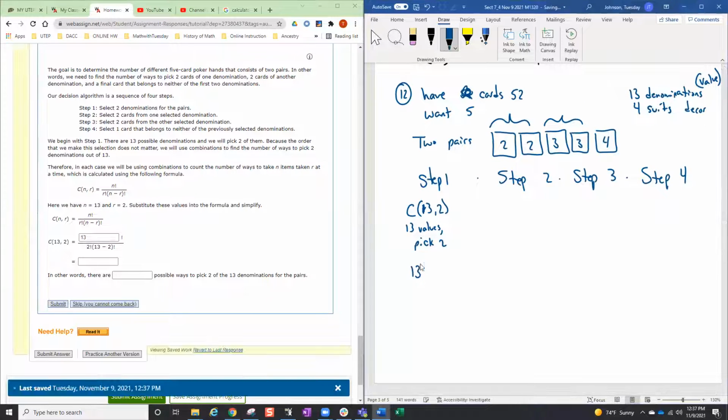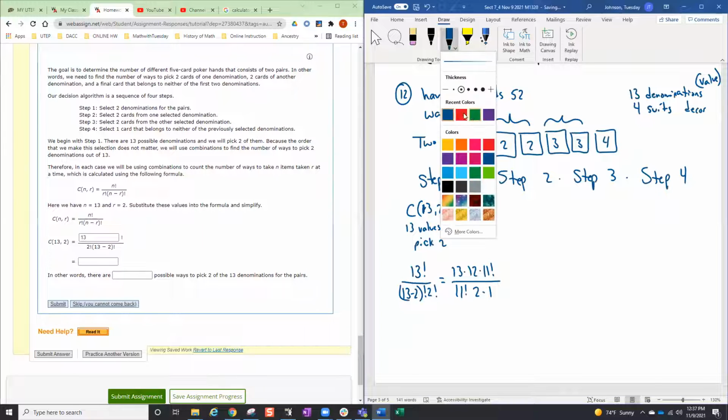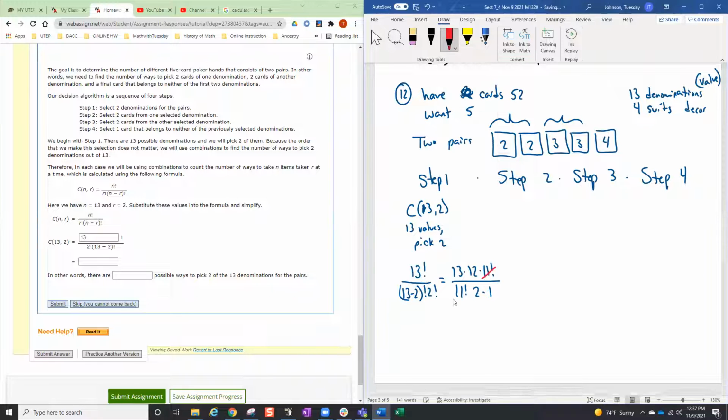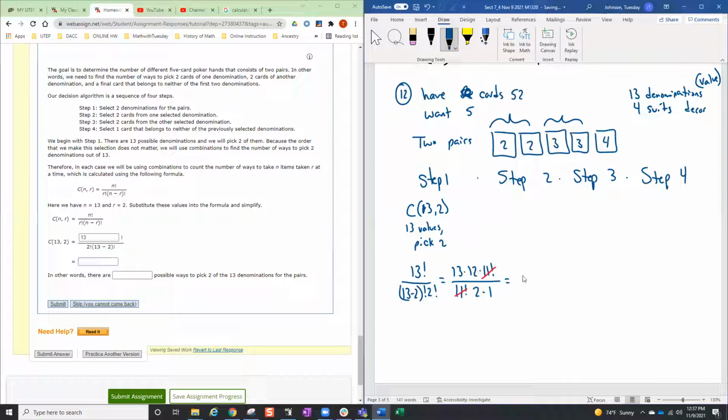If I do the calculations, I have 13 factorial over 13 minus 2 factorial times 2 factorial. 13 minus 2 is 11. This is 13 times 12 times 11 factorial over 11 factorial times 2 factorial. I wrote them as factorials because I was too lazy to write all the digits, because they cancel out. And we'll end up with 13 times 12, 156, divided by 2.